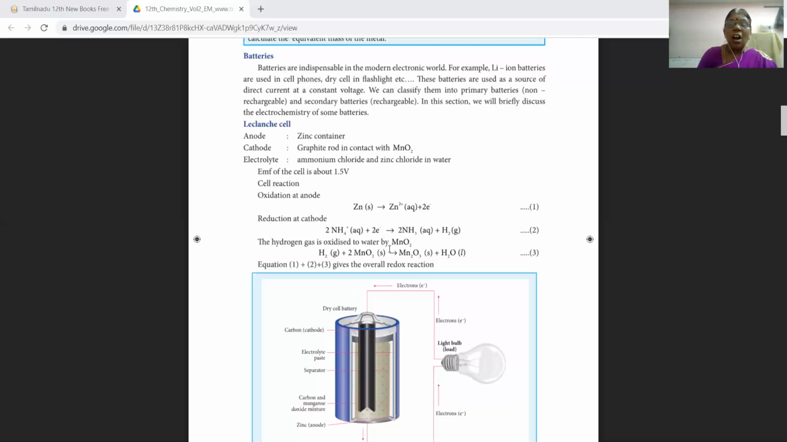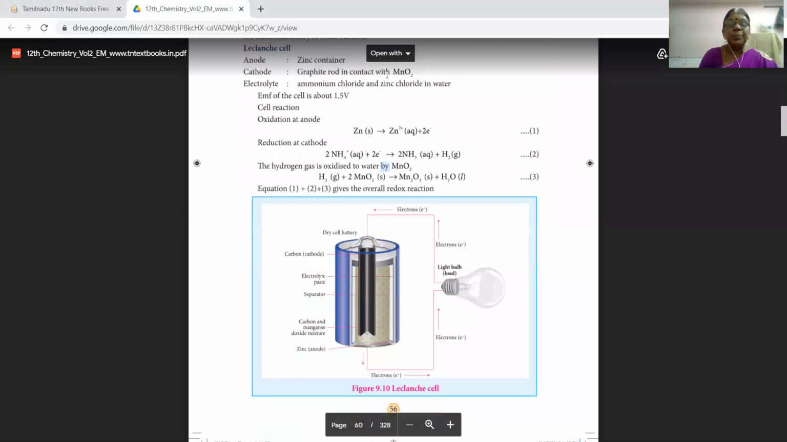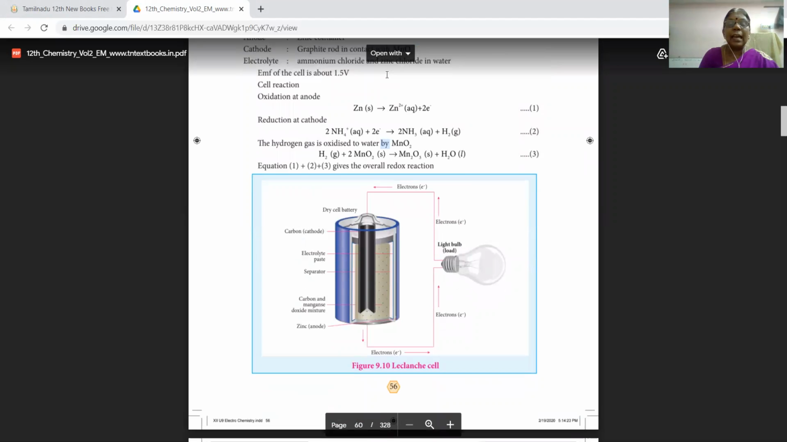The cell reaction: oxidation, we know, takes place at the anode. So zinc is the anode. Zinc loses electrons and is converted into Zn2+. So the equation is Zn(s) gives Zn2+ plus 2 electrons. And reduction takes place at the cathode. That is NH4+ in aqueous solution accepts those 2 electrons and is converted to NH3 and H2 gas. The hydrogen gas is oxidized to water by MnO2. H2 and MnO2 give Mn2O3 solid and H2O liquid.